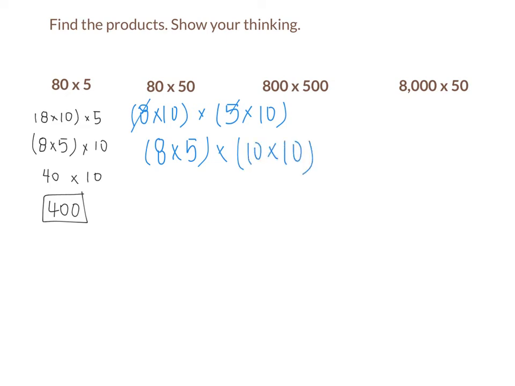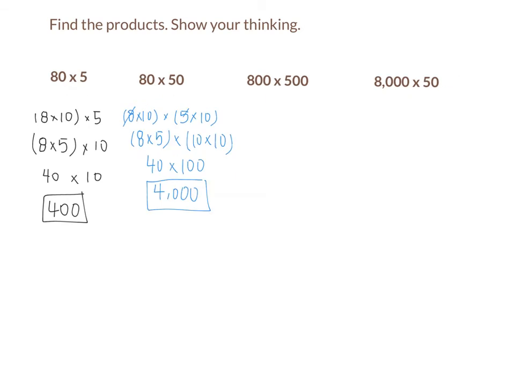Okay, now we can do the math. 8 times 5 is? 10 times 10 is? So this is the same thing as 40 hundredths, or in standard form, 4,000. Very good. Okay. How can I write 800 as a number times a multiple of 10?